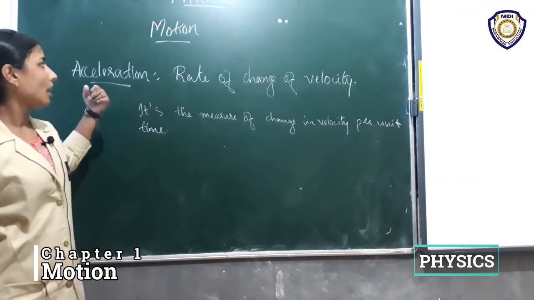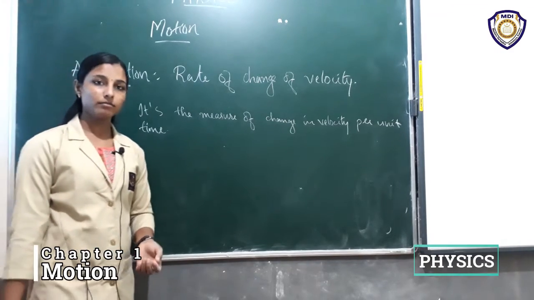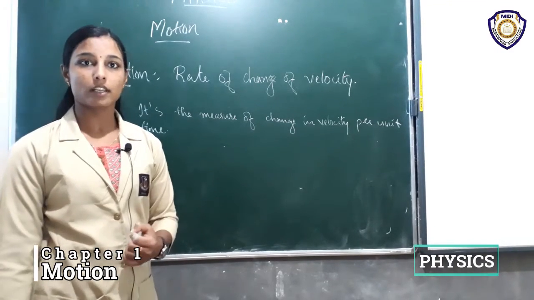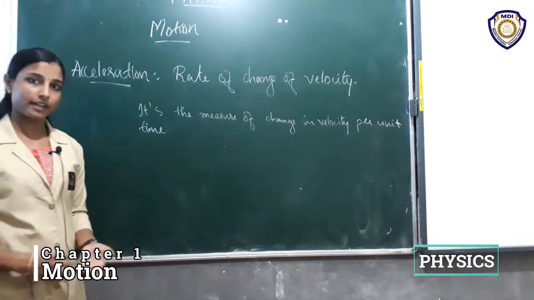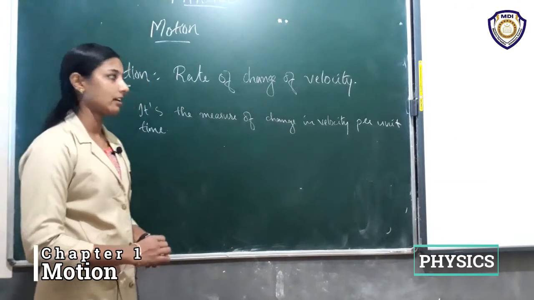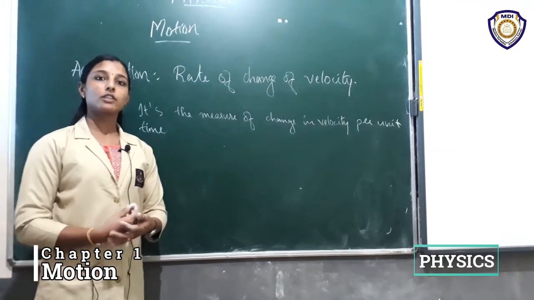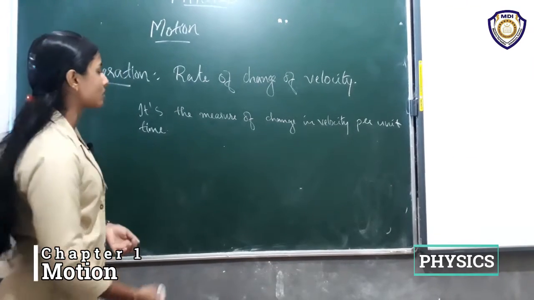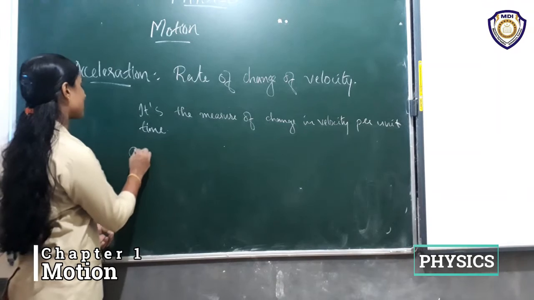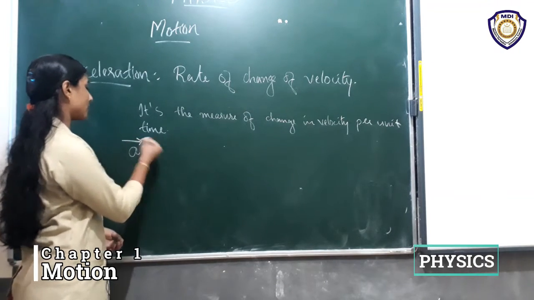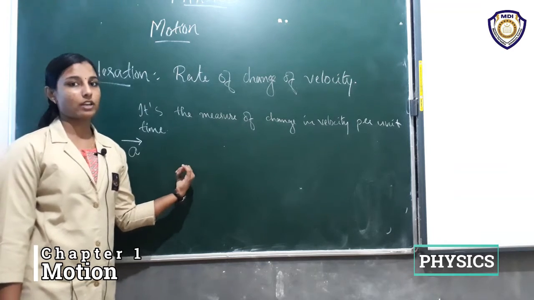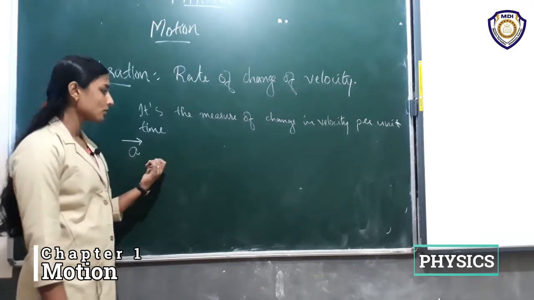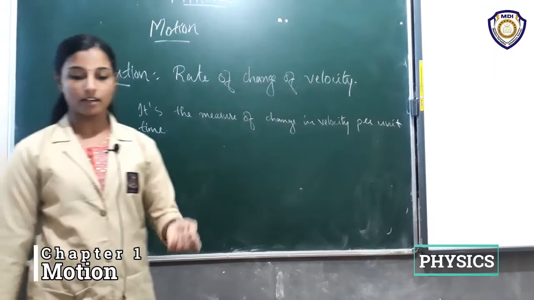So acceleration is a vector quantity, right? What are vector quantities? We have already discussed that they are the quantities which have both magnitude as well as direction. So acceleration is a vector quantity. It has both magnitude as well as direction also, right? So it's a vector quantity.